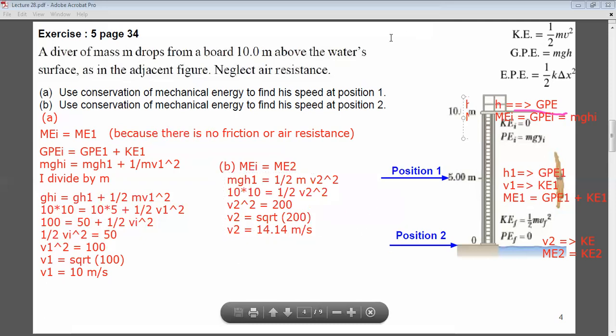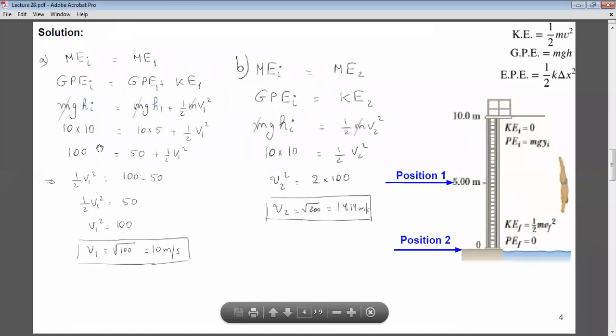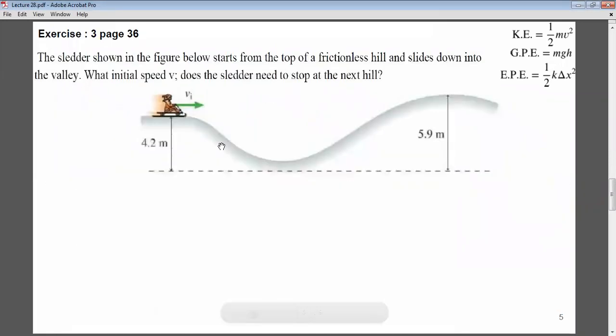Okay, you can find the full solution over here. Let's do another exercise. This one I solved today in the live session, so we will do it quickly.